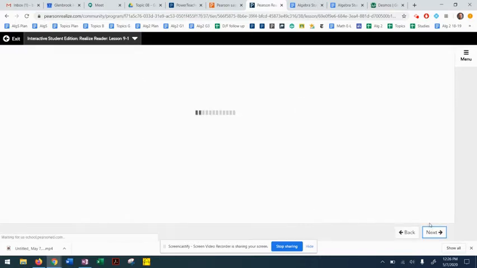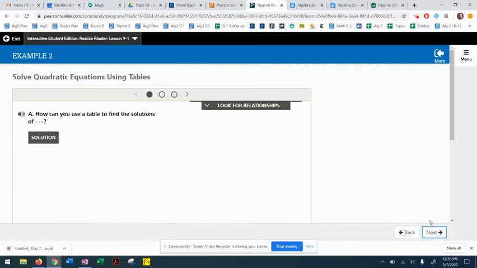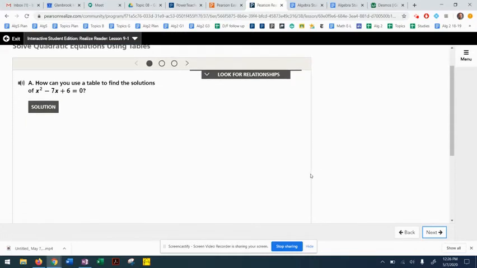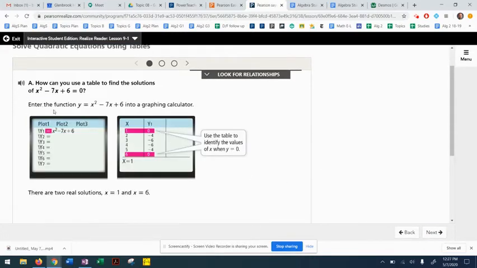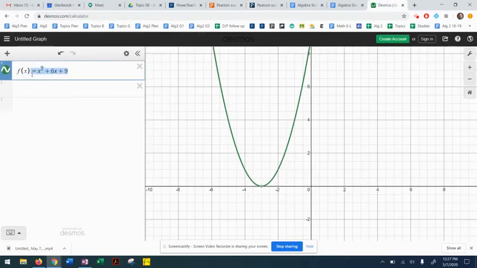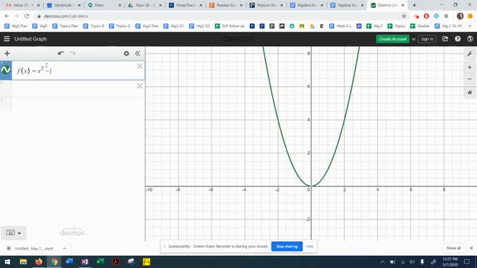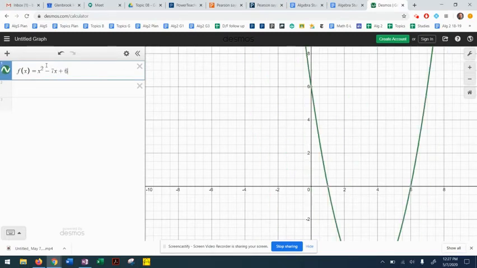The next set is to learn how to solve quadratic equations using tables. So this time, instead of using a graph, we're going to look at an input-output table for this function. We'll go through one example with them. Okay, so enter the function into a graphing calculator. Because we don't have a calculator available to us, at least I'm not sure if you do, I'm going to do this on Desmos. So I'm going to do the function on here: f of x equals x squared minus 7x plus 6.